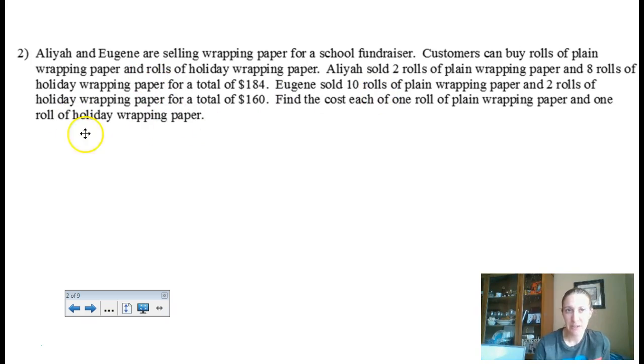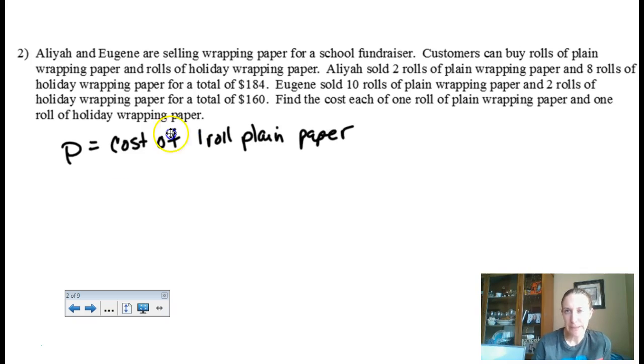So that's where we're going to start with variables. P sounds good. And don't just say P equals plain paper. It is the cost of 1 roll of plain paper. I mean, you can be a little vague on your description here, but make sure that cost component is in there. And then how about H for holiday? So cost of 1 roll of holiday paper.